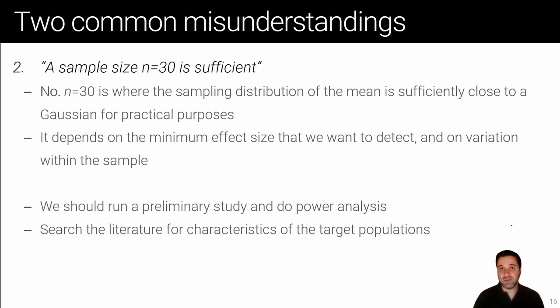And always search for clues in the literature. Search for characteristics of the target populations. Maybe someone studied the population you're interested in some years ago, and you might find some clues as to properties or what the data looks like. And you, based on that, could make a decision as to how many observations you are going to collect.